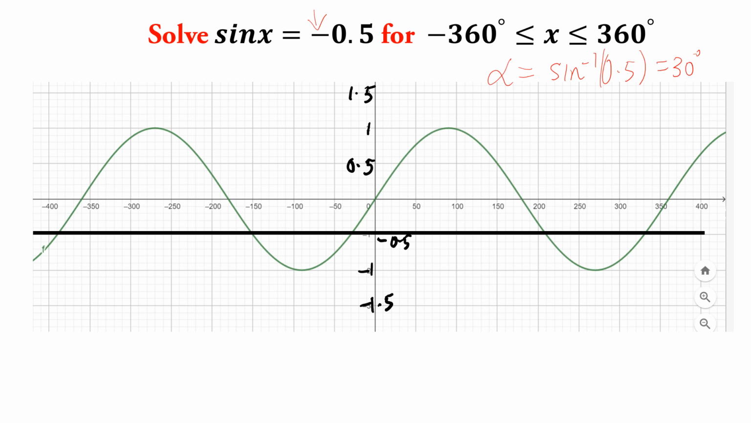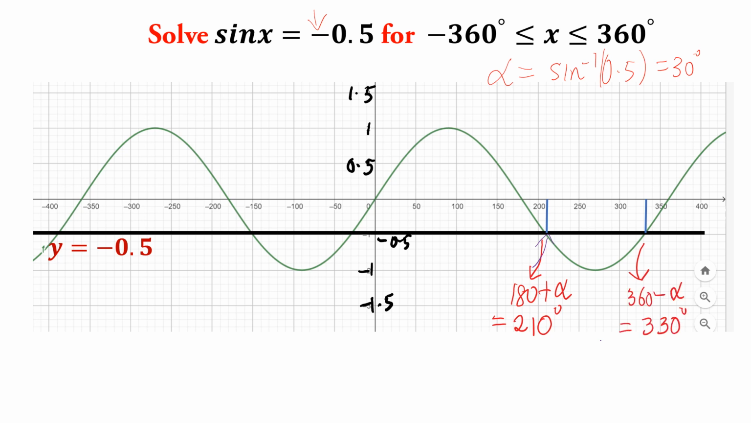Your first answer will come from 180 plus alpha. The second answer will be 360 minus alpha for the positive angles. Negative angles will come from your first quadrant, which is just negative the basic angle, so negative 30. In other words, sine of negative 30 will give you negative 0.5. Then the second answer will come from the second quadrant. Just make sure you have a negative in front of your brackets because you're dealing with negative angles.